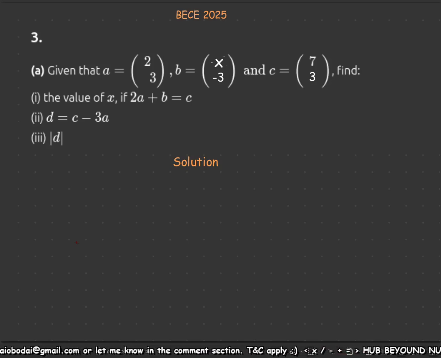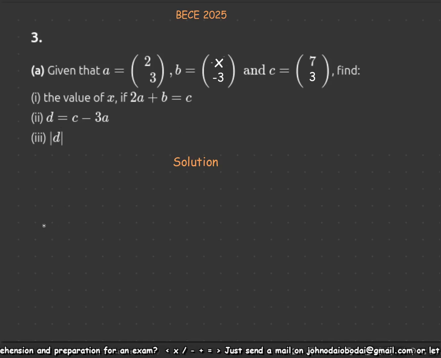In this lesson, we are on question 3a of BECE 2025. Without much ado, let's quickly look into it. It is given that a equals (2, 3), b is (x, negative 3), and c is (7, 3). We have to find the value of x if 2a plus b is equal to c. Then part ii says you have to find d, which is equal to c minus 3a. And then part iii says we want the magnitude of d.